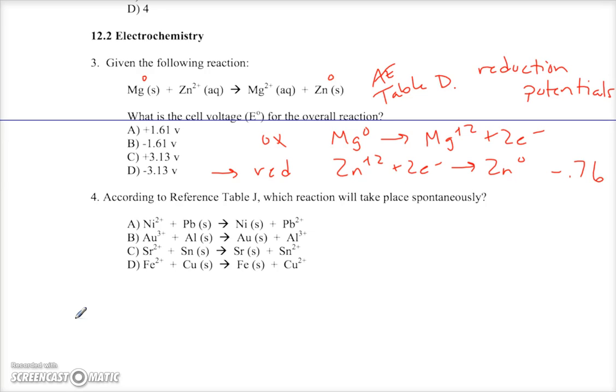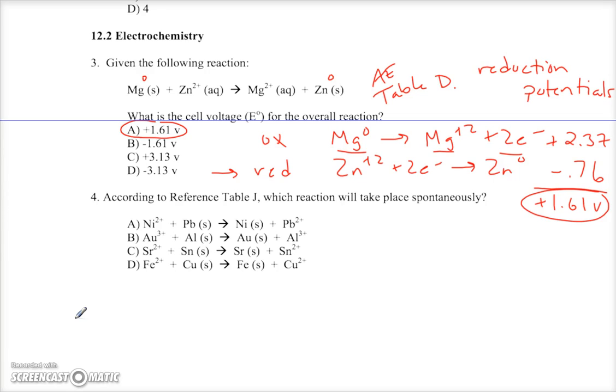Now remember, when you are looking for this oxidation reaction, you're actually going to look for it in the reverse. So you're looking for the reaction that is Mg plus 2 electrons turning into Mg0. When you find that on Table D, you'll see that it says negative 2.37, but because we're reading this as an oxidation reaction, we have to flip that sign to 2.37. So now we just add those 2 numbers together, and we see that the overall voltage is 1.61 volts. So that gives us choice A as the correct answer.